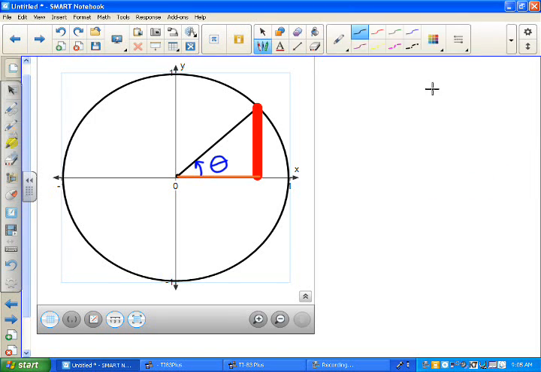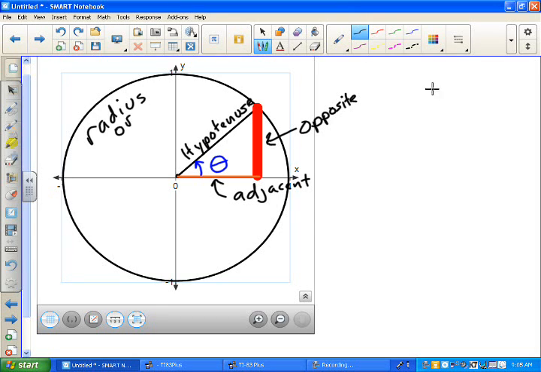The tip of that angle will intersect the circle in such a way that it forms a right angle triangle, where the opposite side, the adjacent side and the hypotenuse are going to help us determine the values of trigonometric ratios. Essentially, because it's a unit circle, or the radius is 1 unit, the hypotenuse will always equal 1. That's a helpful thing when we go to do these trig functions.